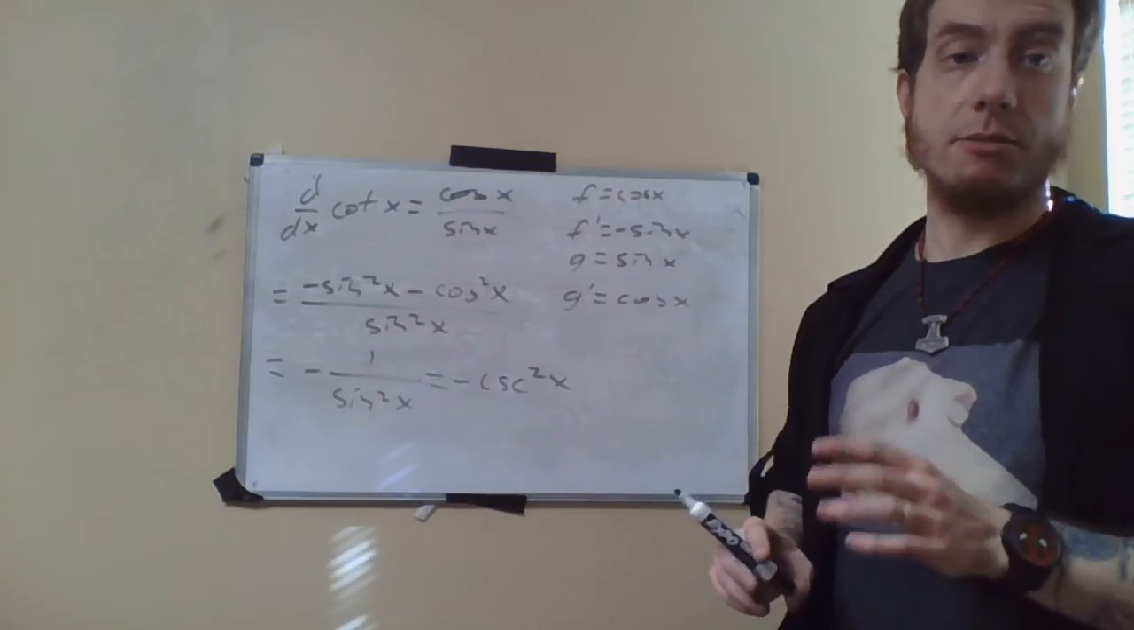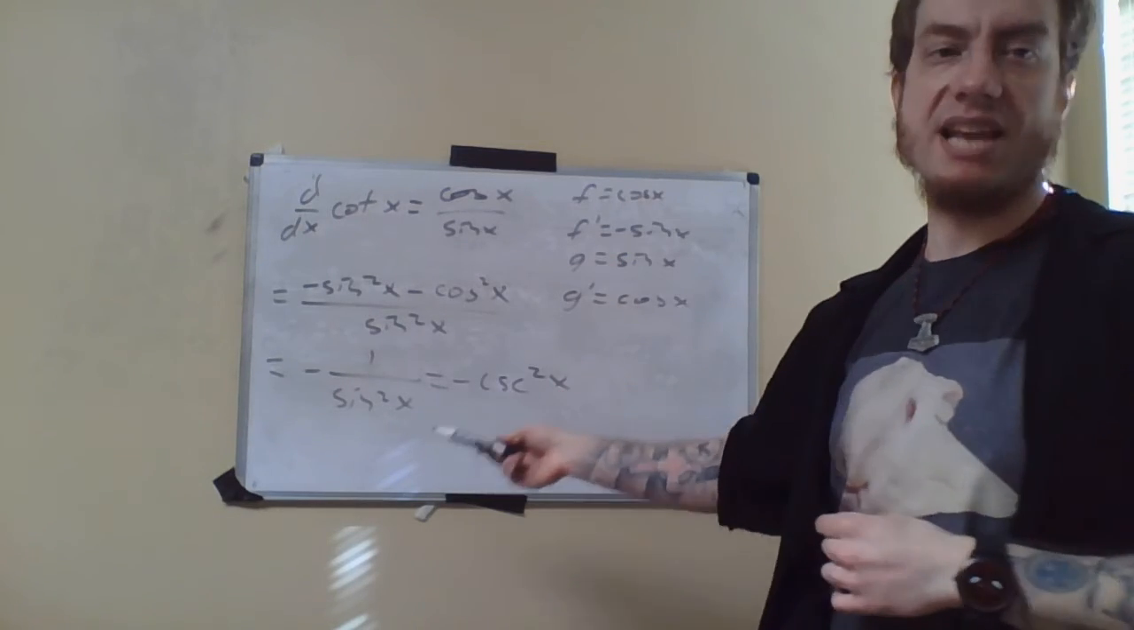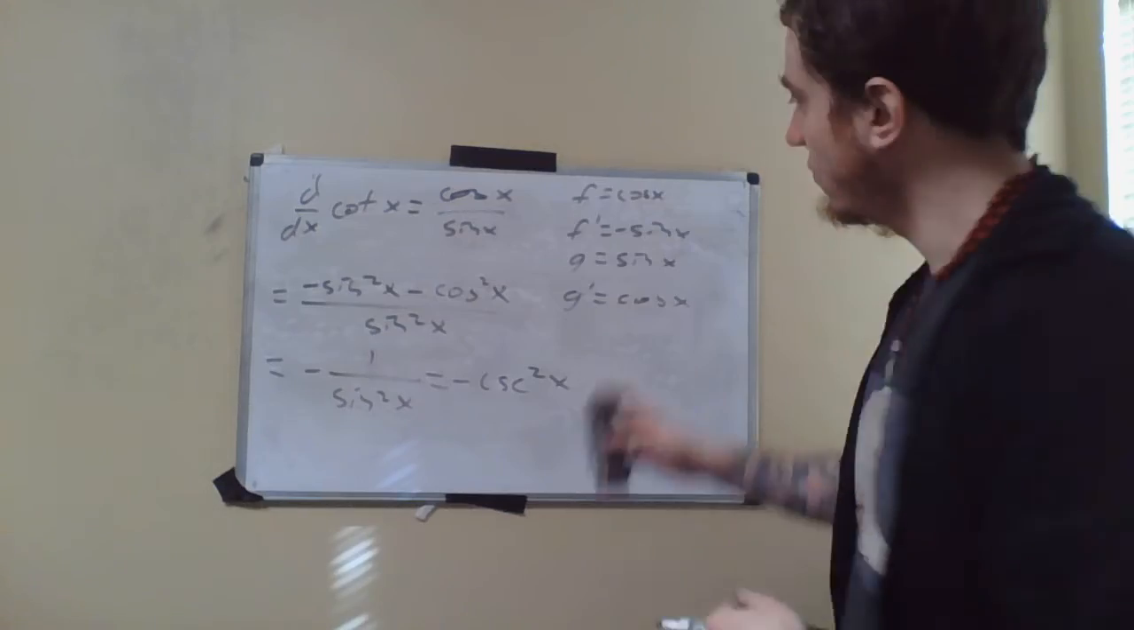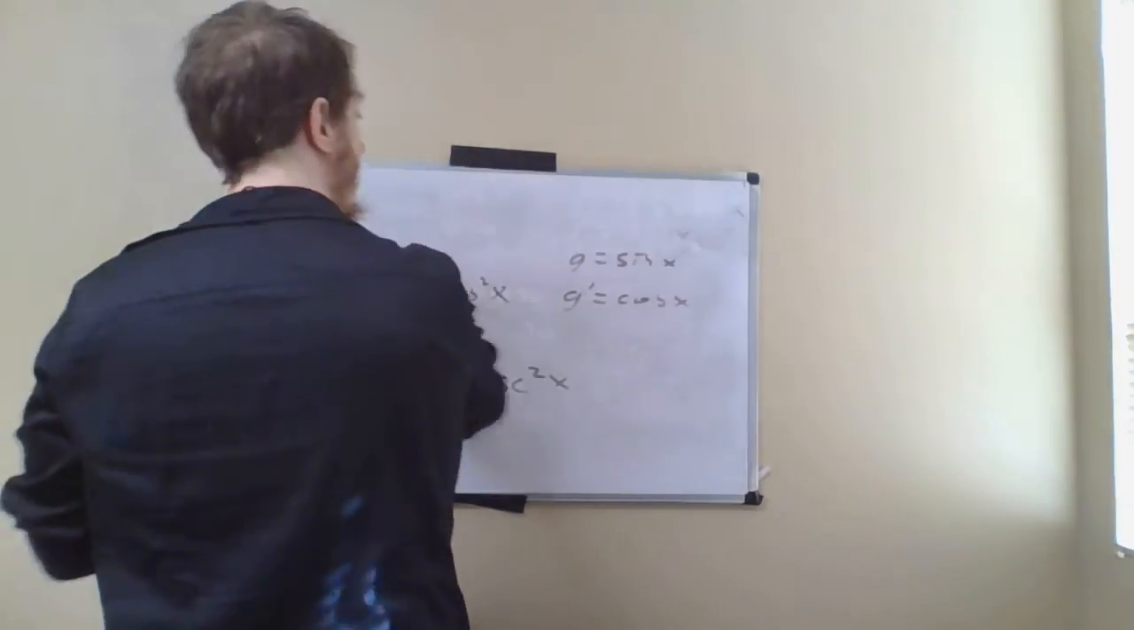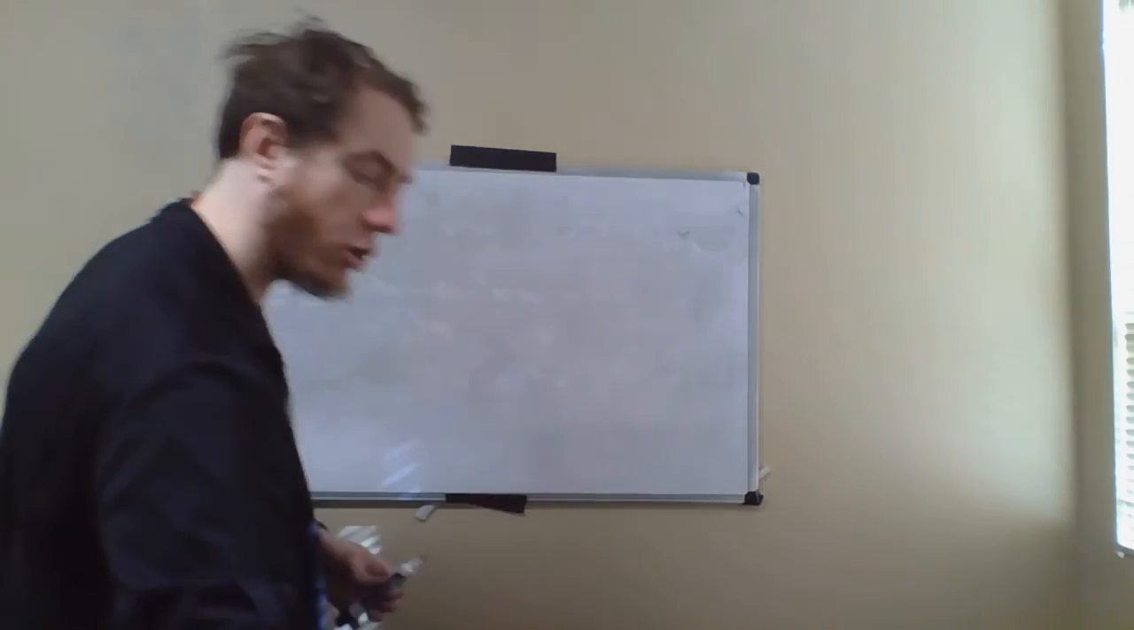So the derivative of cotangent is negative cosecant squared. As I said, very similar to the tangent. We work it out the same way, but we do pick up this negative sign. And then you can work out your derivatives for secant and for cosecant.